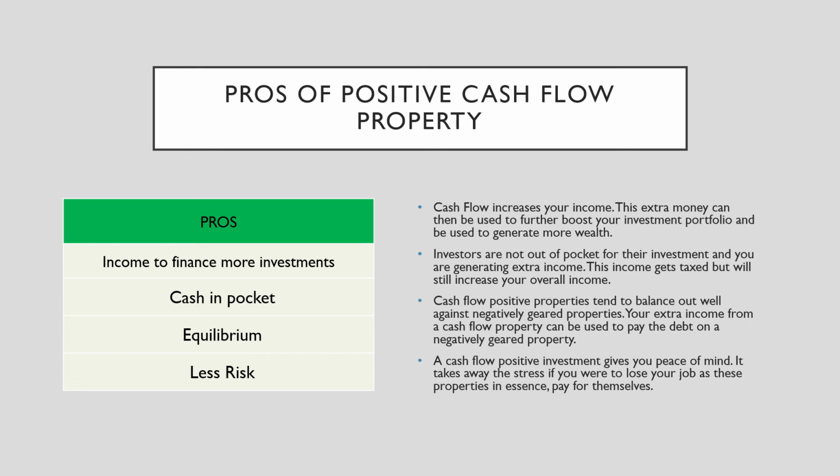Equilibrium. So cash flow positive properties tend to balance out well with negative geared properties. So if you have a negative geared property and a positive geared property, you hope that they cancel each other out. One, you're paying for the same amount as the income that's being brought in. And again, cash flow positive investments give you peace of mind. That's probably the main thing.